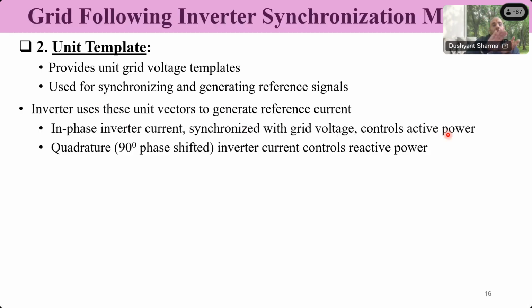On the contrary, if I can shift this unit template, this unit waveform, by 90 degrees, then if I multiply with the current reference, I'll get a current waveform, a sinusoidal waveform. This current waveform will be 90 degrees shifted with the voltage waveform, and then automatically that means that will control my reactive power. So the question comes, how do we get this unit template of in-phase 1 magnitude waveform and unit template of 90 degree shifted waveform?